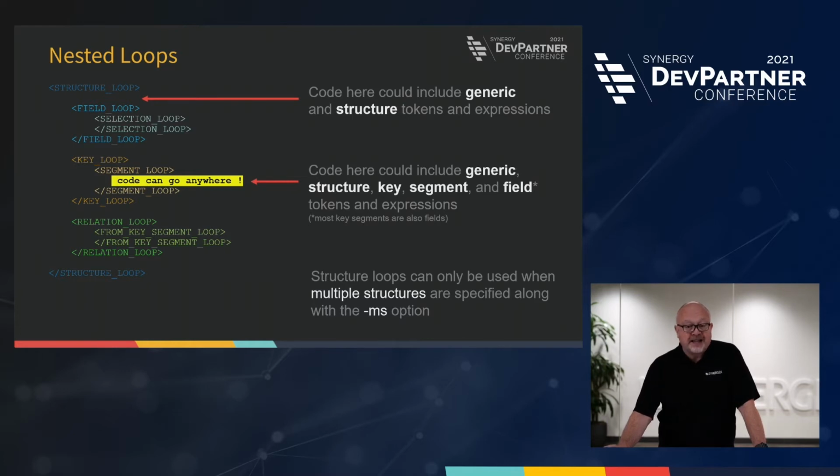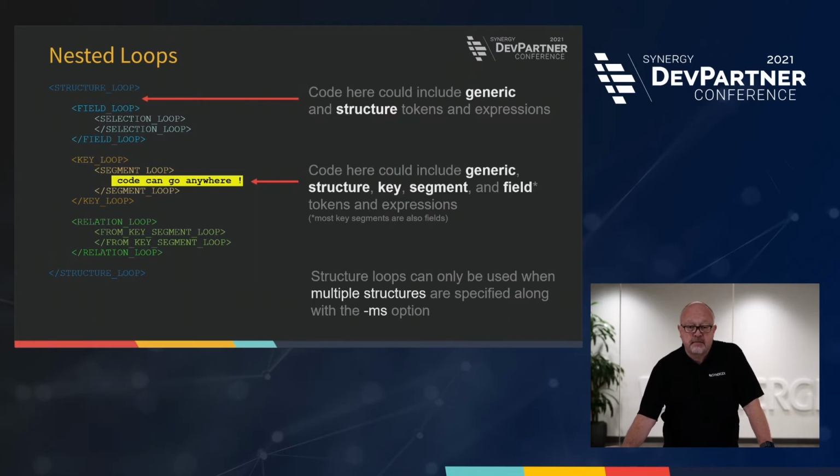And depending on where you're at in the hierarchy, if I'm in a field loop, for example, I can use generic tokens, which can be used anywhere, and I can use field loop tokens. If I'm in a field selection loop, I can use generic tokens, field loop tokens, and field selection loop tokens. So I can use the tokens for the place I'm at right now in the hierarchy and anything above me. But I can't be in a field loop and try and refer to key name, for example, because that's a key loop token.